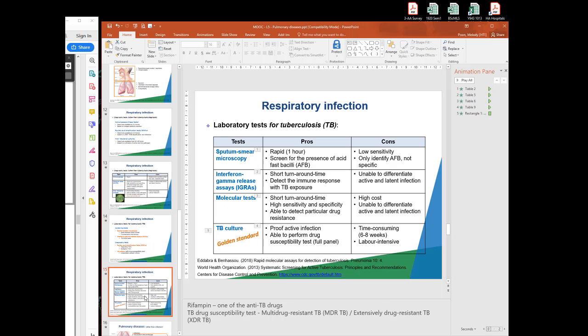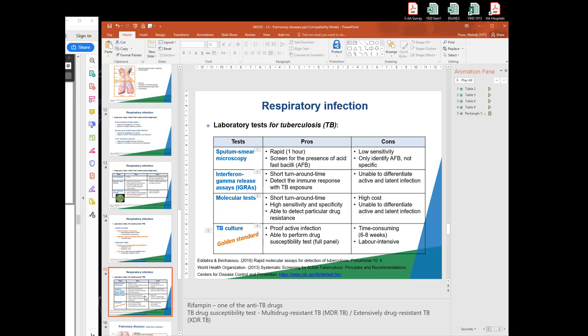Similarly, different laboratory tests have their own pros and cons. Sputum smear microscopy is a fast, rapid test that can provide you the results within an hour. It can screen for the presence of acid-fast bacilli. However, the sensitivity is low, and it can only identify acid-fast bacilli, including the pathogen leading to TB, but is not specific to it.